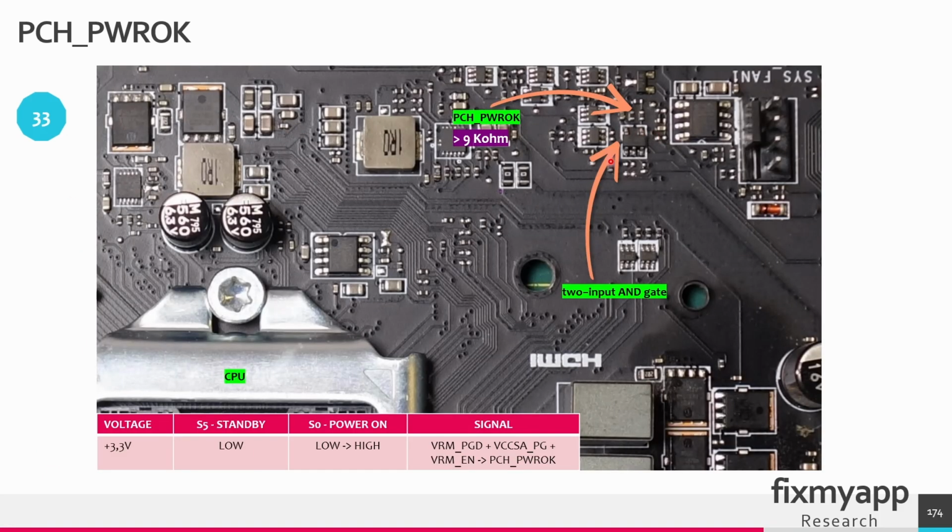This chip is called a 2-input logical AND gate. This is input 1 and this is the input 2. Third pin is ground and this pin is the output. So at the output we can measure the PCH power OK signal and the output resistance is higher than 9 kilo ohms. So if the input 1 and 2 is high, the output will also go to a high state, and this is the PCH power OK signal. And this logical AND gate IC is located near the CPU.